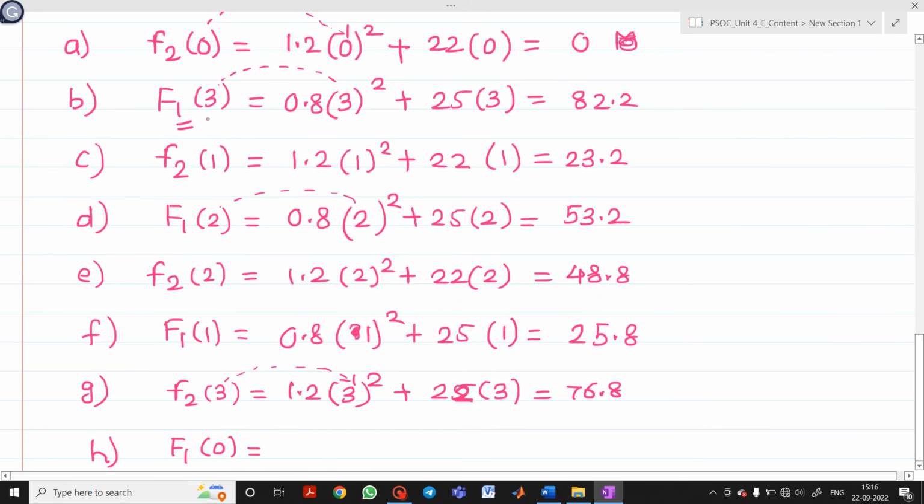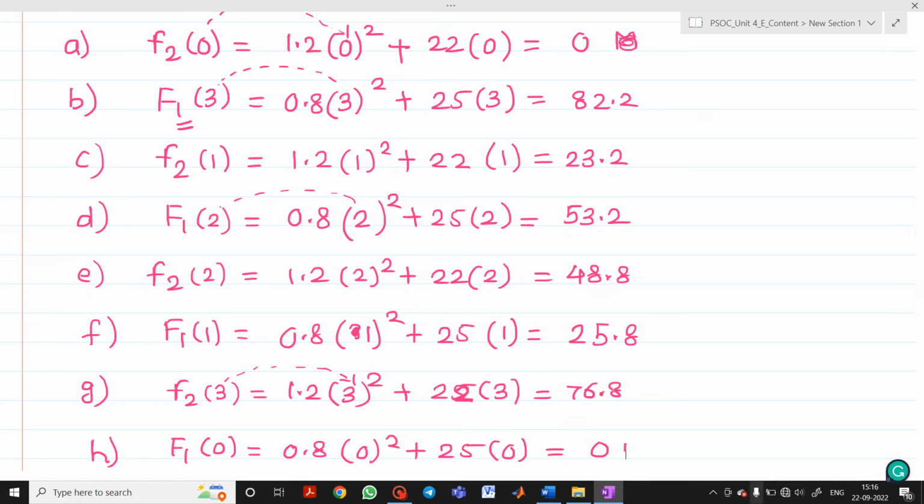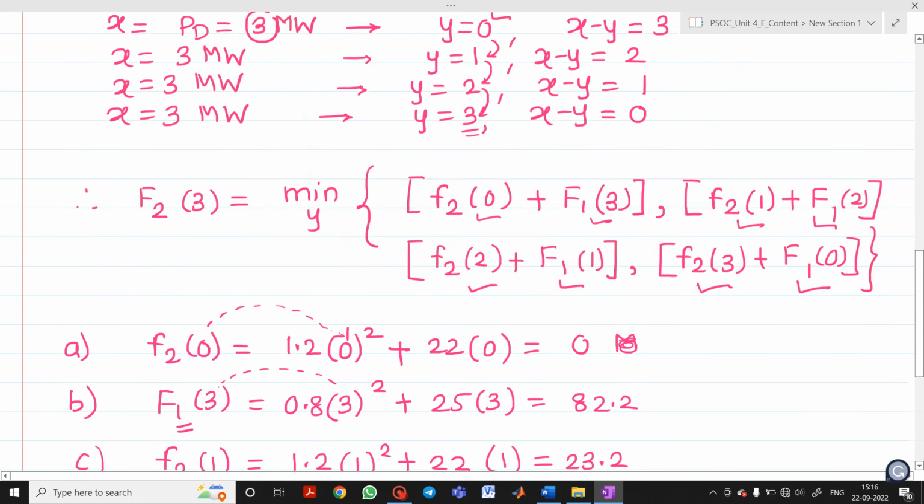So what is the equation of F? It is 0.8 into 0 square plus 25 into 0. So what you will get here? You will get answer as 0. So what we did here, we have taken the cost equation and we put there how much megawatt it is going to be produced, and we have found it out.